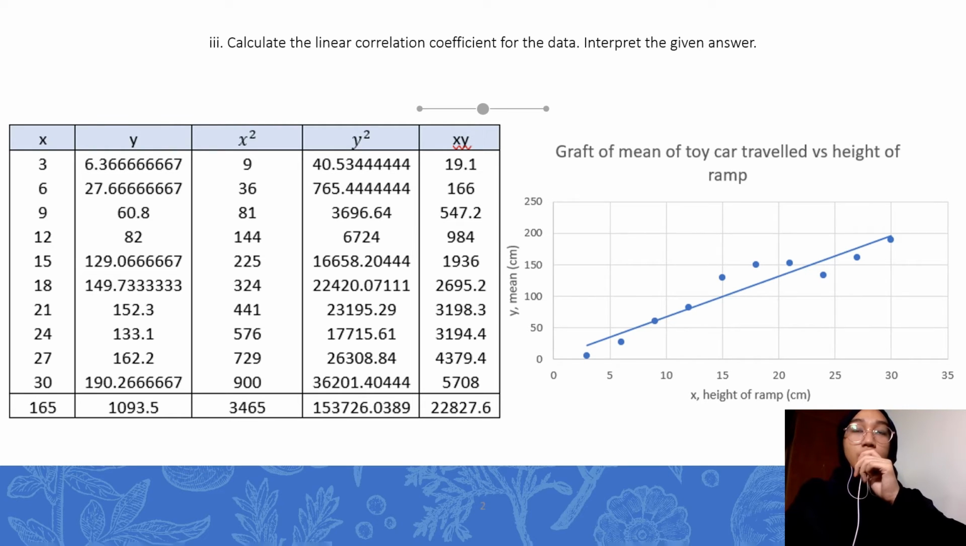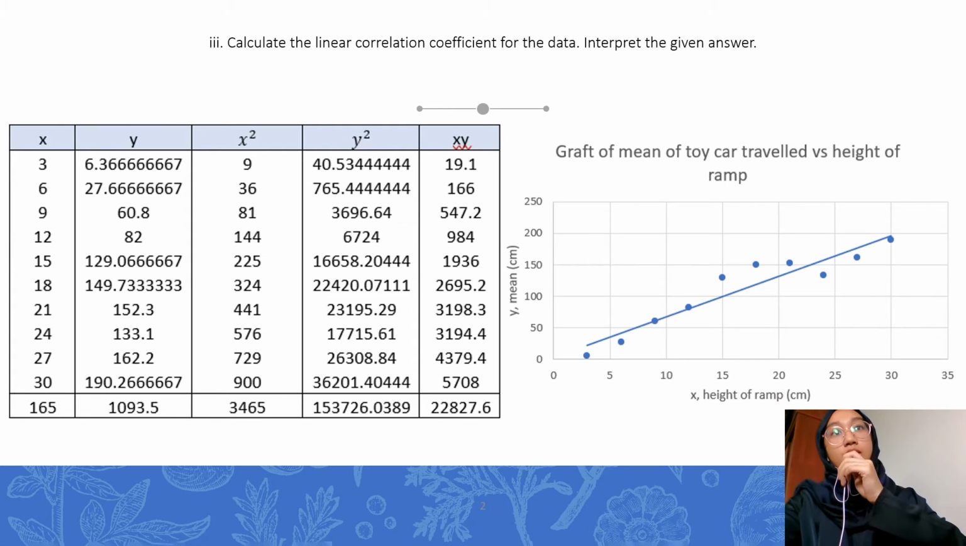So if the question asks you to find the linear correlation coefficient, first thing first, you must draw a table and put the value of x, y, x square, y square, and xy. And don't forget to sum up the total value of each. As an example, you can see over here x is equal to 165, y is equal to 1093.5, and so the same goes to the other values.